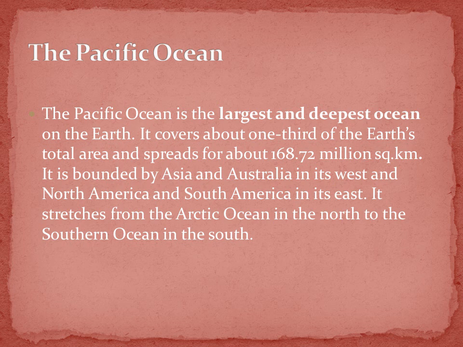The Pacific Ocean. The Pacific Ocean is the largest and deepest ocean on the earth. It covers about 1/3 of the Earth's total area and spread for about 168.72 million square kilometers. It is bounded by Asia and Australia in its west and North America and South America in its east. It stretches from the Arctic Ocean in the north to the Southern Ocean in the south.